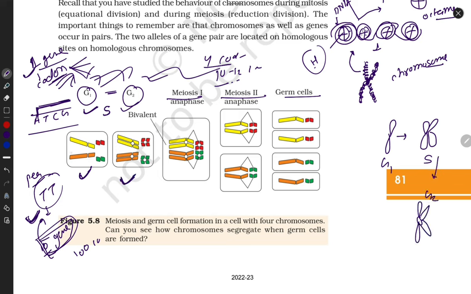So look at here, at that time they are normal, single. After S phase, they duplicate themselves. This duplicated stage enters G2 phase, and then they divide and enter meiosis, meiosis 2, and germ cell. Look at here. This is the meiosis first anaphase stage. This is the meiosis 2 anaphase stage. They segregate, separate, and form germ cells. So this is the law of segregation and law of independent assortment.